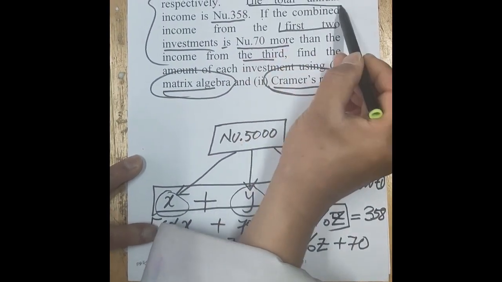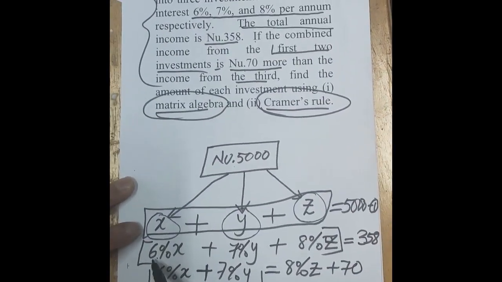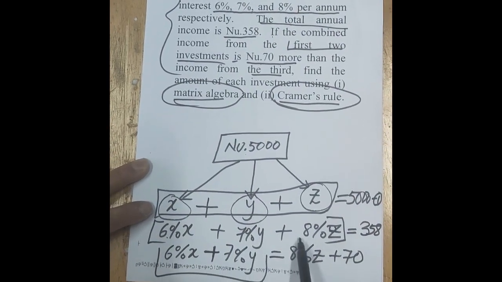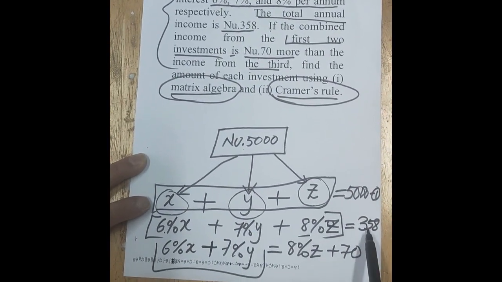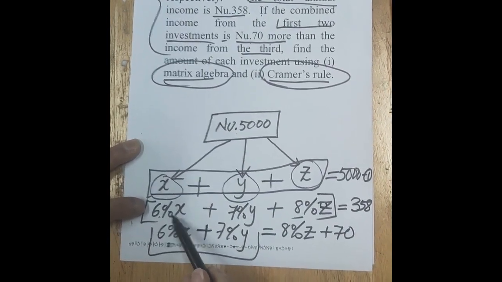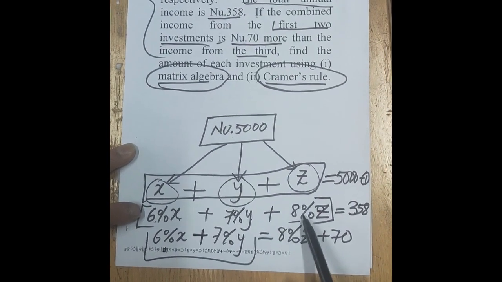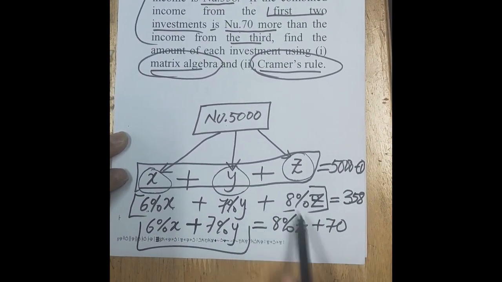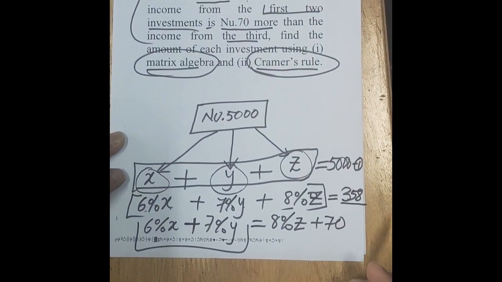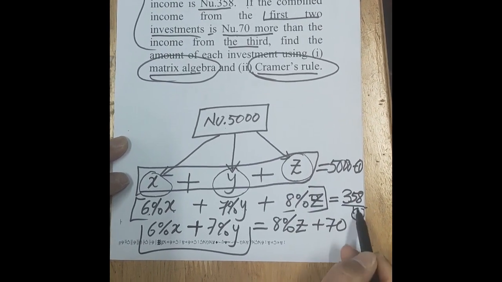So if you invest this amount at this rate of interest for three investments, the total annual income from this investment should be ₹358. So that means 6% you invest in X, 7% you invest in Y, and 8% you invest in Z. The total income, if you add all this investment, should be 358. This should be our second equation.